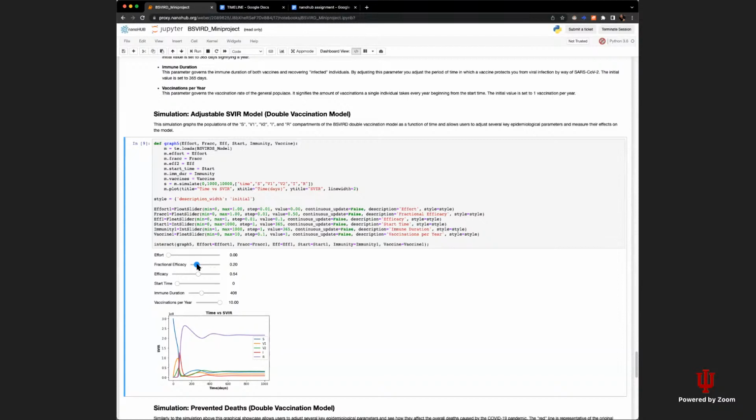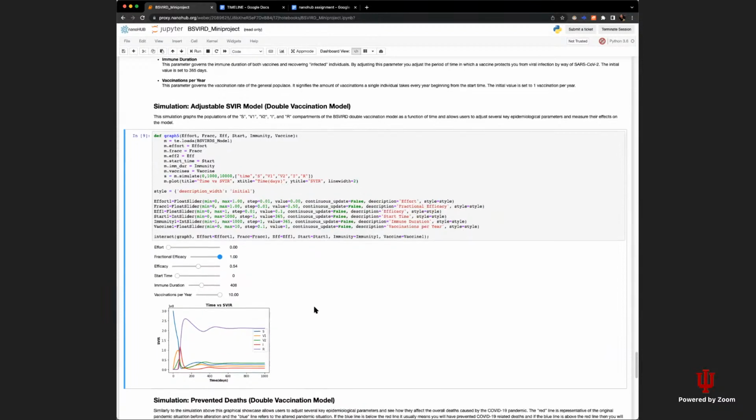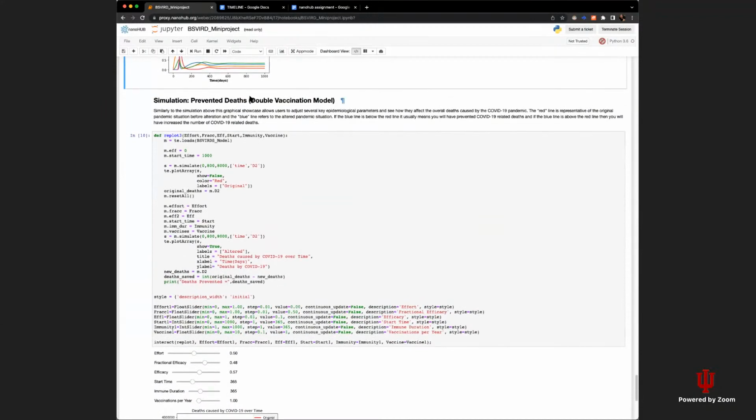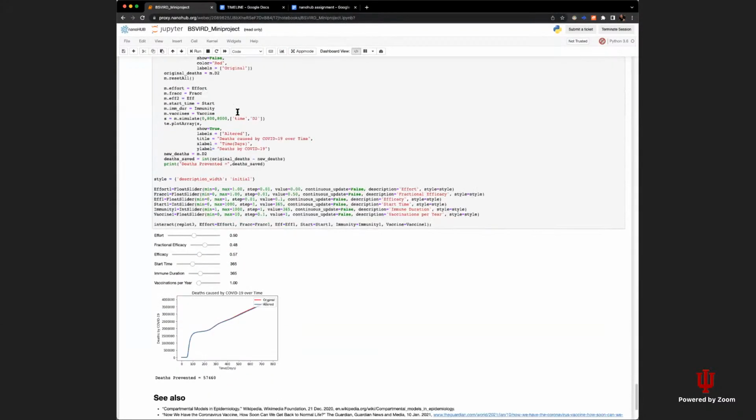And so if we were to decrease the fractional efficiency, then we would see that the number of people in V1 actually goes down because they're more likely to become infected. And if we went the other way, if we made it 100%, then there's really no reason to get a second vaccine to begin with.